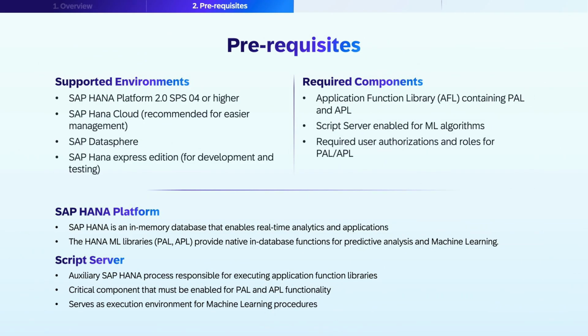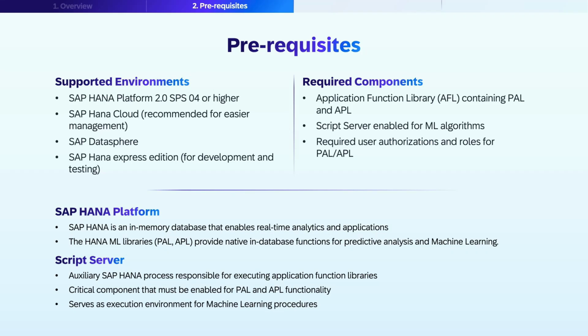Before implementing clustering solutions, let's cover the necessary prerequisites. You'll need SAP HANA Platform 2.0 SPS 04 or higher, or preferably SAP HANA Cloud for easier management. SAP HANA Express Edition can also be used for specific areas. You'll also need the Application Function Library containing Predictive Analysis Library and Automated Predictive Library components, and SQL script enabled for executing machine learning algorithms.